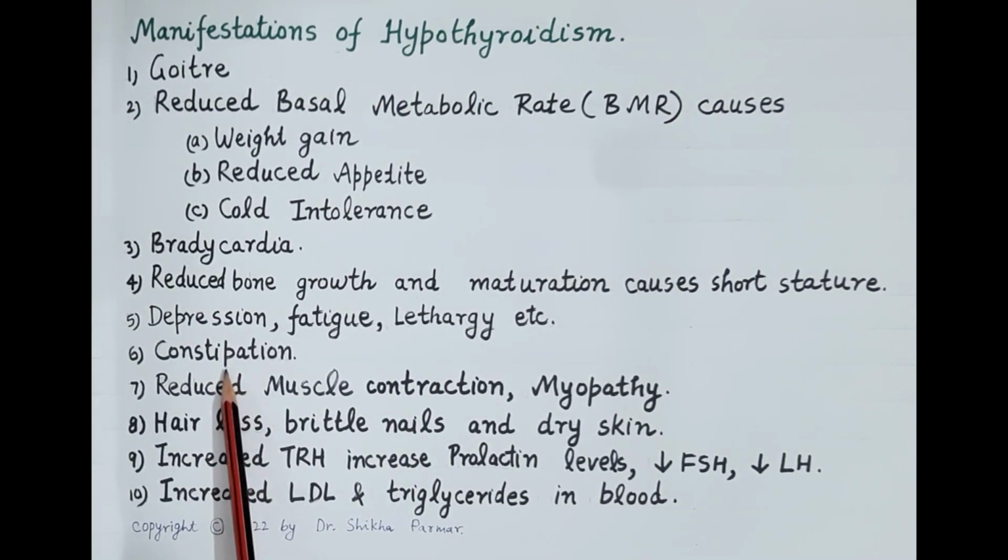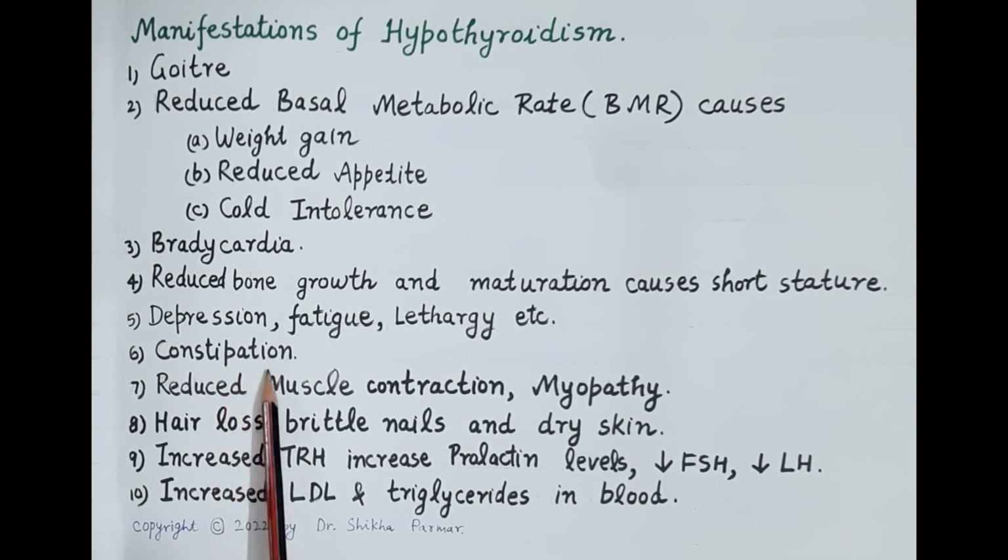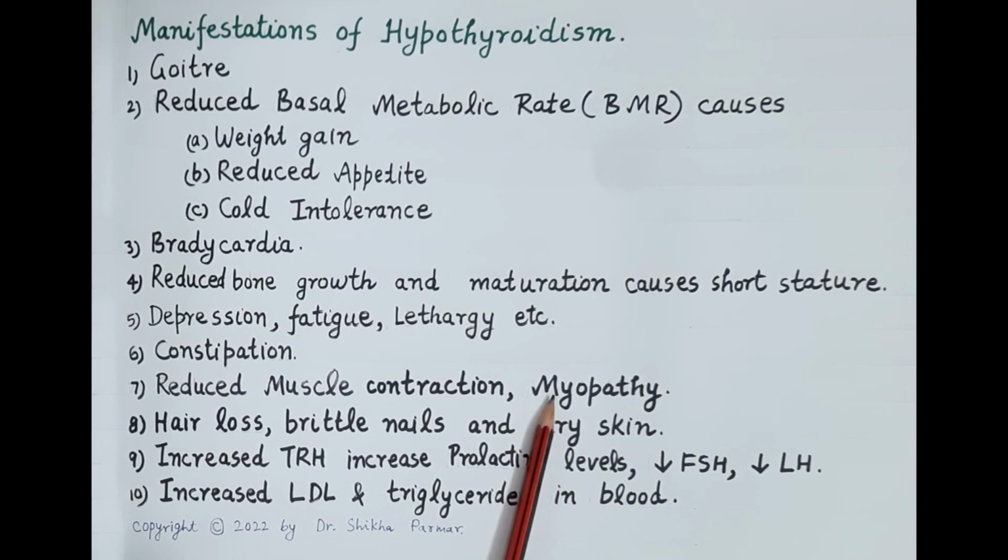Now hypothyroidism reduces gastrointestinal motility, leading to constipation. Now T3 and T4 regulate development, contraction and regeneration of skeletal muscles. Thus reduced muscle contraction, myopathy, muscle weakness are observed during hypothyroidism. Now hypothyroidism also causes hair loss, brittle nails, the nails break easily, and dry skin.